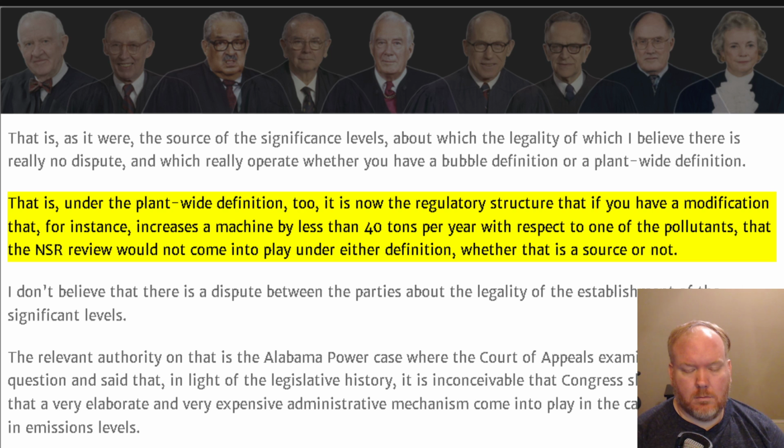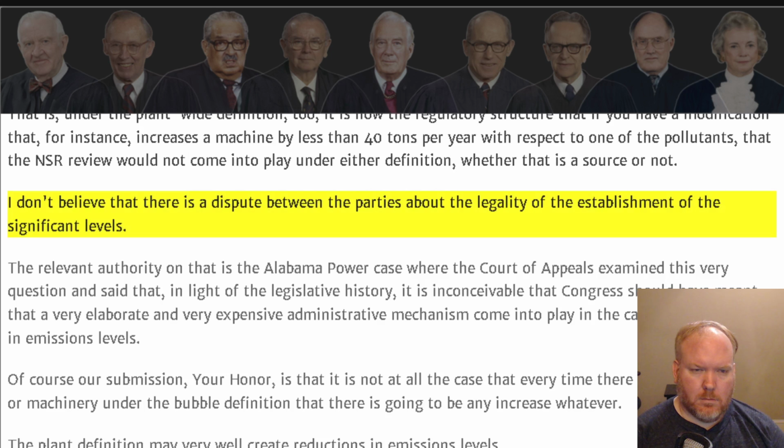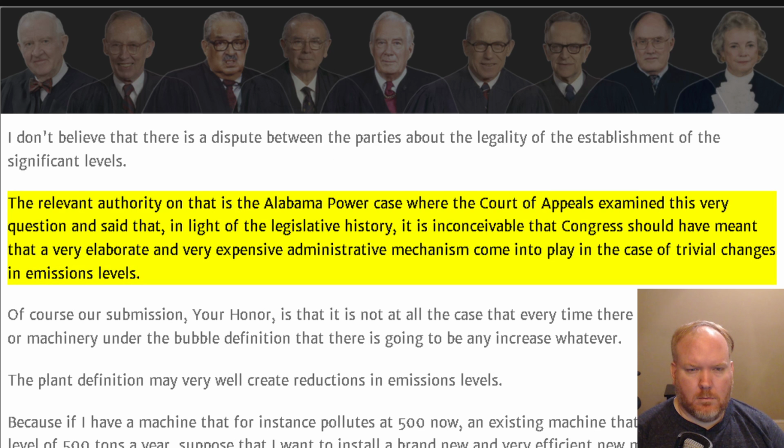That is, under the plant-wide definition, too, it is now the regulatory structure that if you have a modification that, for instance, increases a machine by less than 40 tons per year with respect to one of the pollutants, the NSR review would not come into play under either definition, whether that is a source or not. I don't believe that there is a dispute between the parties about the legality of the establishment of these significant levels. The relevant authority on that is the Alabama Power case, where the Court of Appeals examined this very question and said that in light of the legislative history, it is inconceivable that Congress should have meant that a very elaborate and very expensive administrative mechanism come into play in the case of trivial changes in emissions levels.